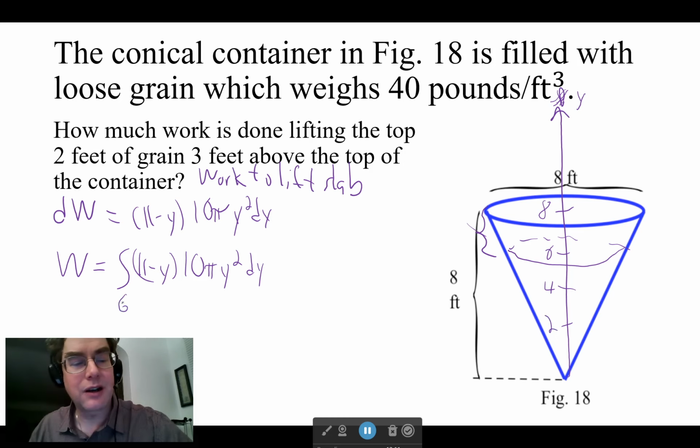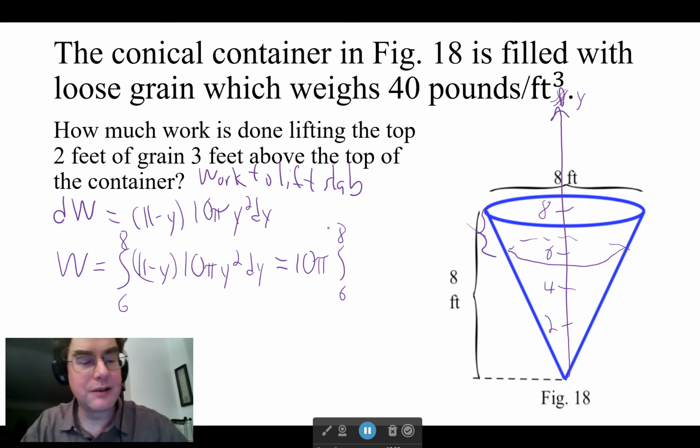Okay, so that means our limits of integration are going to be 6 to 8, and voila, we've got our integral set up. Now all we got to do is evaluate it. This should be the easy part. We can pull out our constant factors, 10 and pi.